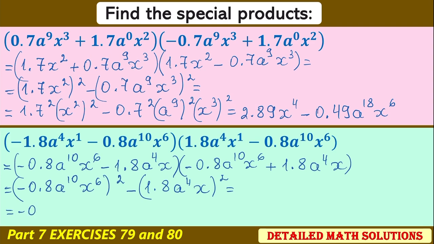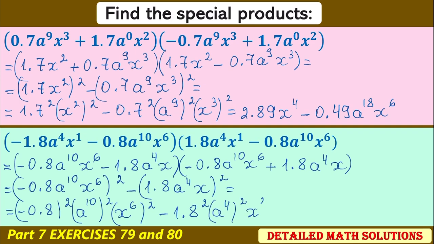This equals (minus 0.8) squared (a to the 10th power) squared (x to the 6th power) squared minus 1.8 squared (a to the 4th power) squared x squared. This expression simplifies to 0.64 a to the 20th power x to the 12th power minus 3.24 a to the 8th power x squared.